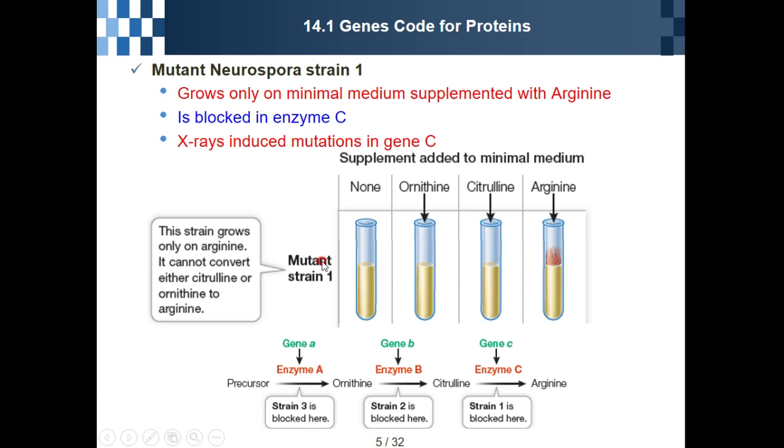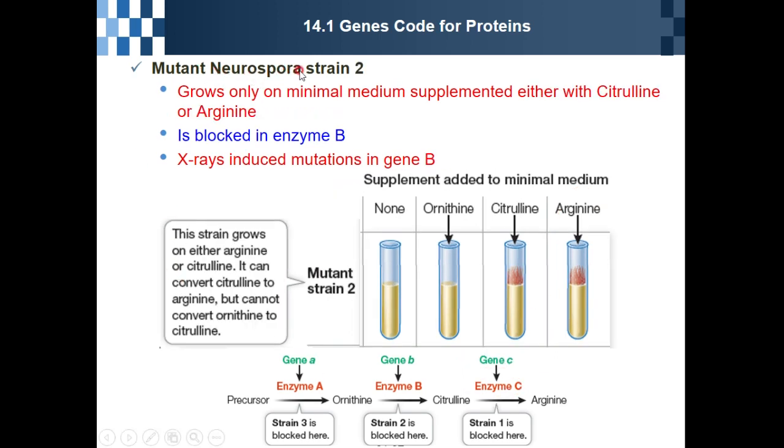For example, mutant 1. They cannot grow in the minimal medium. They cannot grow on the minimal medium supplemented with ornithine. They cannot grow on minimal medium supplemented with citrulline, but they only grow on minimal medium supplemented with arginine. Okay, so based on this result, we can think that maybe enzyme C is blocked, because they can only grow after we add arginine. So based on this result, we can say that X-ray can induce the mutation in gene C. Okay, this is the conclusion.